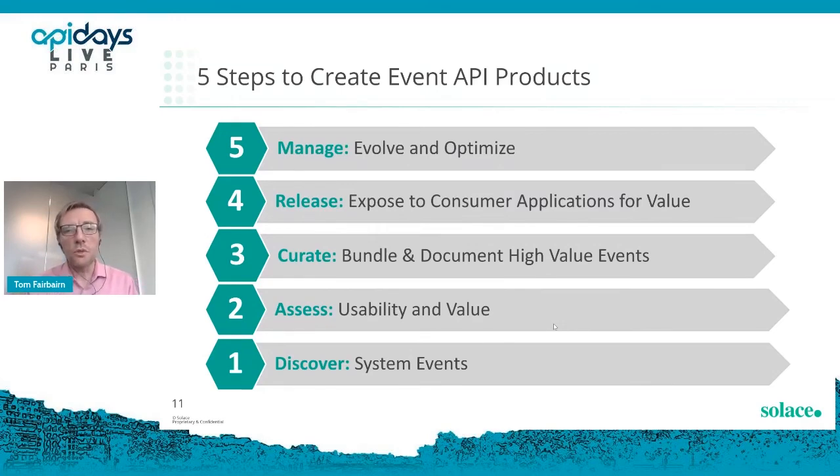We probably also want to evolve both the events themselves. Maybe there's a schema change, as I mentioned earlier, and we probably also want to evolve the product itself. So perhaps there are new system events being created that we may want to bring into this product because they add extra value. We probably also want to look at how useful this product is, and perhaps optimize its use. So we need this full circle, all the way from discovering what events we've got, through adding value to them by understanding them, cataloging them, and then bundling them up as products.